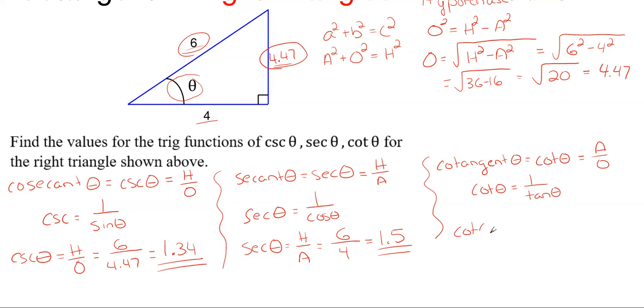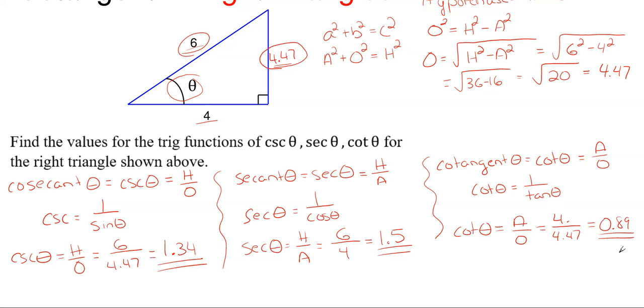And then lastly, looking at the cotangent of theta, it is equal to the adjacent over the opposite side, which the adjacent side is 4 over the opposite side, which is 4.47. Once again, leave it as that fraction or write it in decimal form of 0.89.